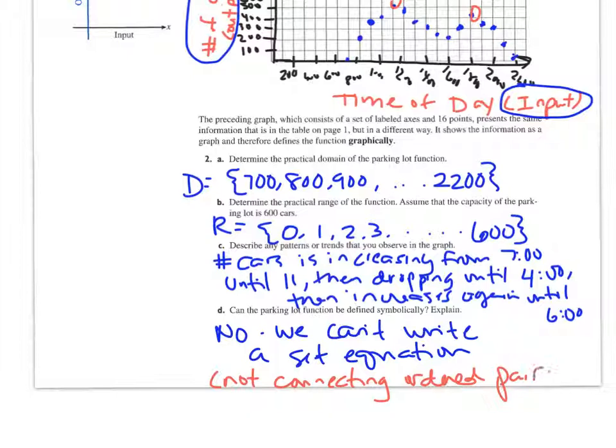Okay, because it's not defined for everything. It's only this set of ordered pairs. All right, so we're going to look at another couple situations, ones that we've looked at in the past, and do the same kind of thing and graph them.